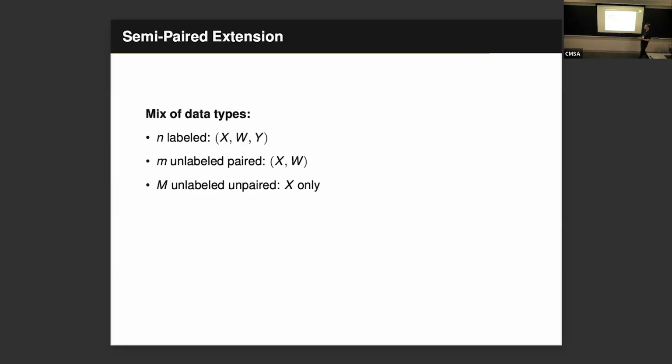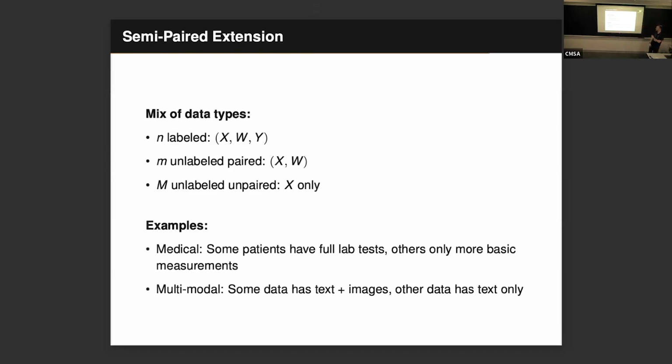Okay, and you can imagine that this could come up in many different settings, right? So I started off by talking about these medical settings where some patients have full lab tests, but even among those full lab tests, you can have different gradients in terms of the amount of information that they provide, right? So some might contain a lot more information than others. Or for example, you might have a multimodal data setting. Maybe you have data that contains text and images, as well as data that only contains text.